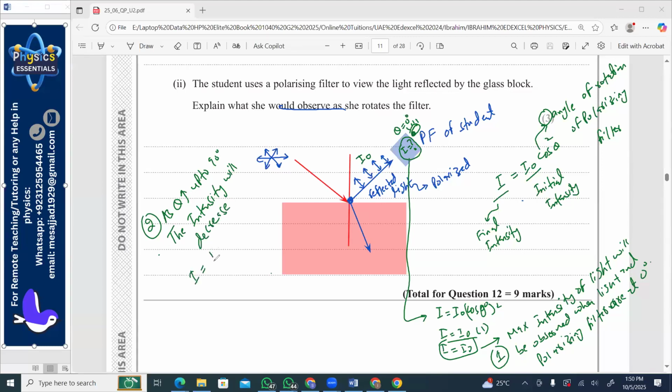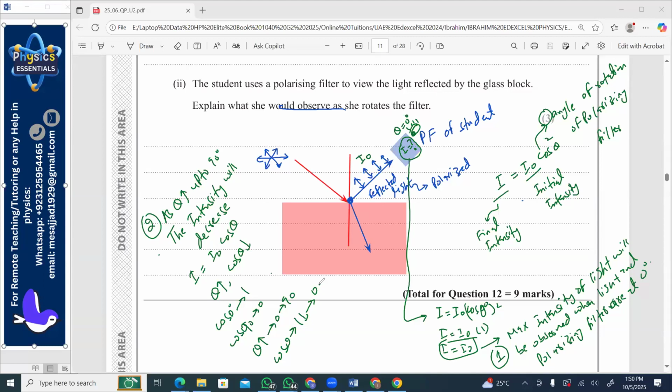Because again, I equals I naught cos theta. So when theta is increasing, cos theta decreases, because cos 0 degrees is 1, but cos 90 is 0. You're raising theta from 0 to 90, and cos theta is decreasing from 1 to 0. So the first point to write is that maximum intensity will be observed when there is an angle of 0 degrees between the incident light and the polarizing filter.